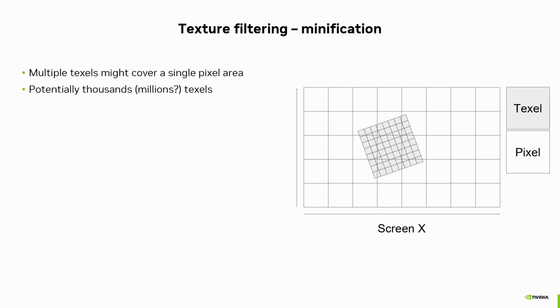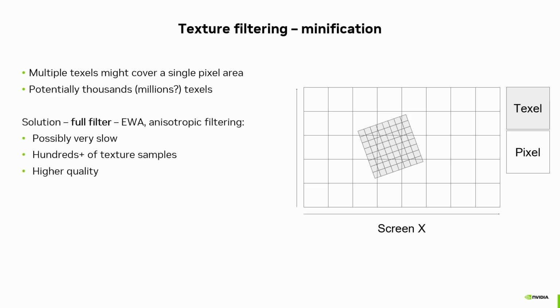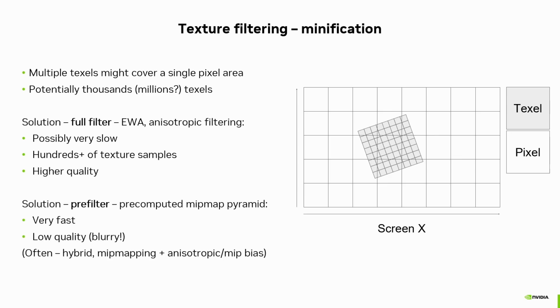It can be thousands or maybe million texels, and we could read all of them and average them, full filtering, and some offline renderers do this. But it can be very slow, and it's higher quality than the alternative, often done in real-time rendering, of pre-filtering, creating so-called pyramids of mipmaps, mipmap chains, which is very fast, saves on memory bandwidth.